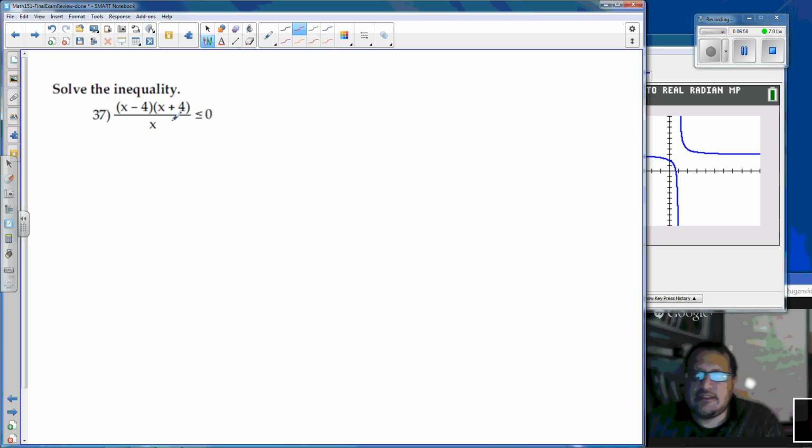Solve this inequality. Okay, now this one, not too bad. What we're going to do is look at where this is equal to 0. Because when it's equal to 0, we can draw a number line. And, well, let's start with that part first. This is equal to 0, just like the last problem.